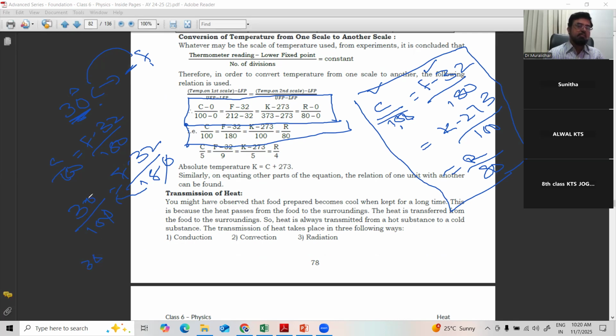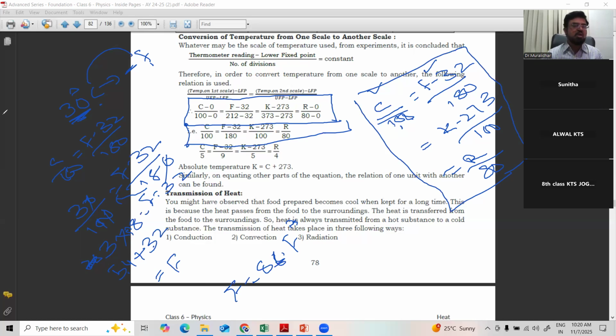30 and 0 you can cancel here also. 3 into 18 is equal to F minus 32. Just cross multiplication. 3 into 18 is 54. The minus 32 comes this side and becomes plus 32. 54 plus 32 is equal to F. So F is equal to 86 Fahrenheit. Simple. We were given 30 degrees, so 30 degrees Celsius is nothing but 86 Fahrenheit.